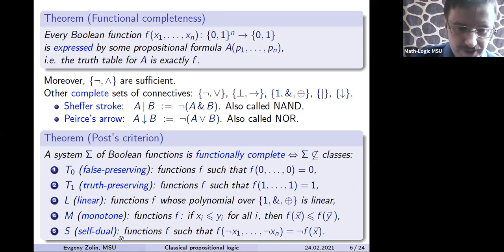So these are 5 classes. They are called pre-complete classes. If your set of functions is contained in some of them, then it is not functionally complete, because you can only obtain functions from this class. But if it is not contained, if you have at least one function that is not in T0, at least one function not in T1, and so on, then your class is complete. Clearly, of course, Schaeffer's stroke and Pearson's arrow do not belong to any of these classes. And therefore, it is functionally complete.